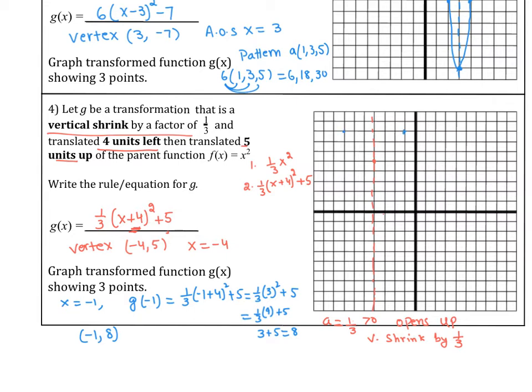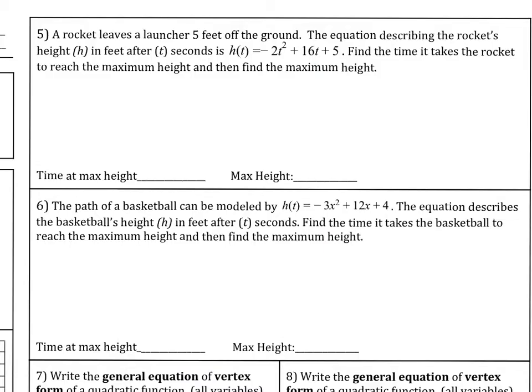So now I'm going to plot the -1 comma 8, this point right here, and its mirror image on the other side. I'm going to connect these 3 points to get the graph of the function, and that is going to be my parabola g(x), which is vertically shrunk by 1 over 3 and moved 4 units to the left and 5 units up. Question number 5.